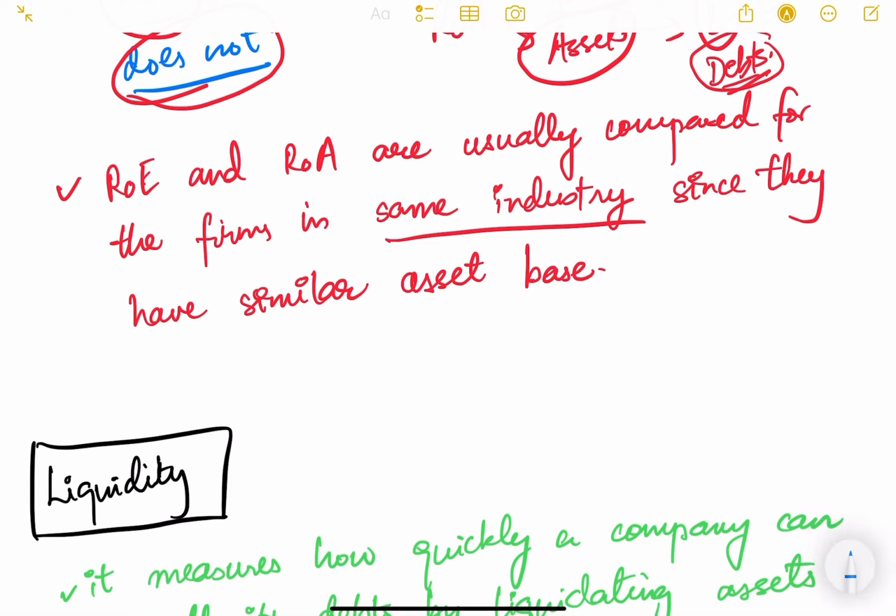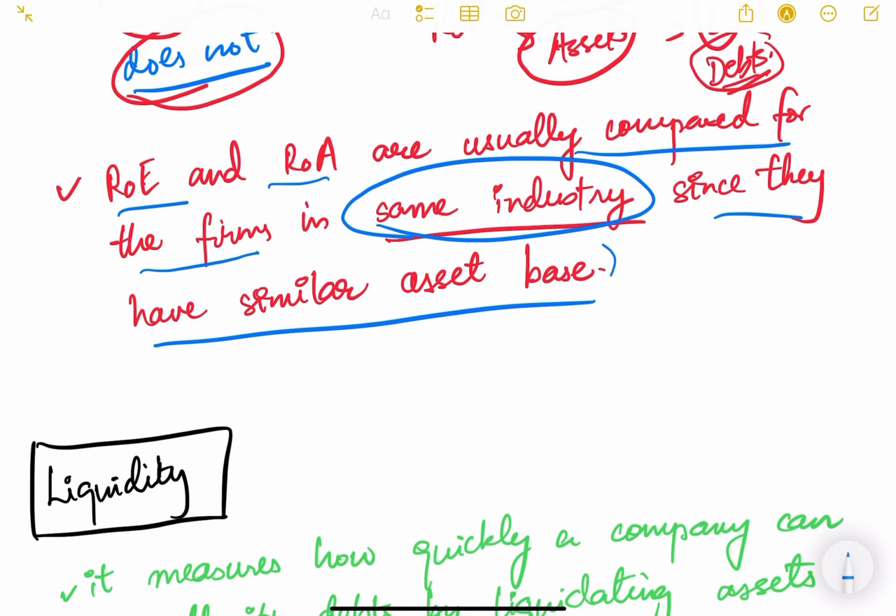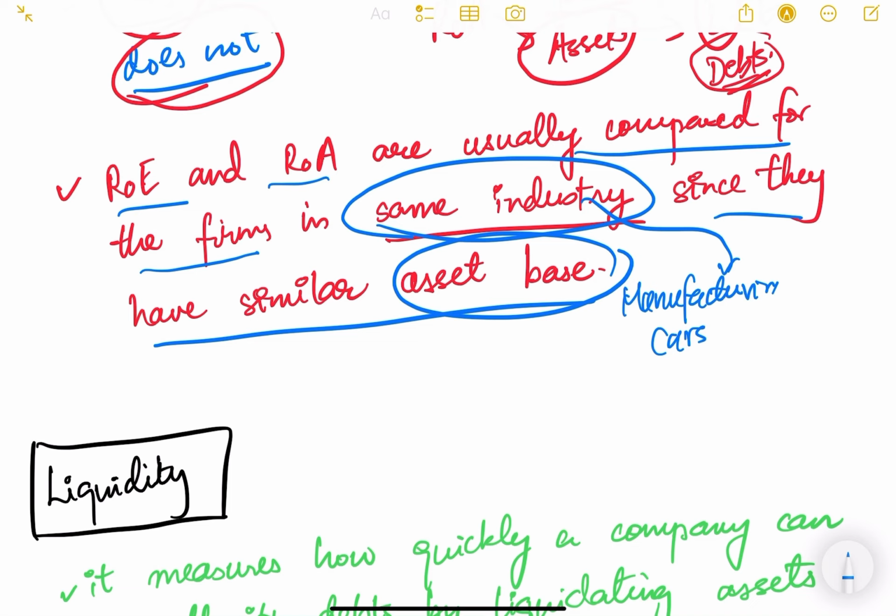Now ROE and ROA are usually compared for firms in the same industry, since they have a similar asset base. Different industries, meaning different sectors, have different asset bases. For example, if one sector is manufacturing of cars, and another sector is manufacturing of pencils, definitely in cars the asset base will be larger.